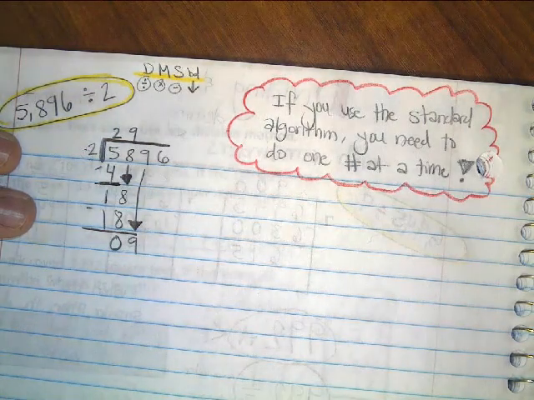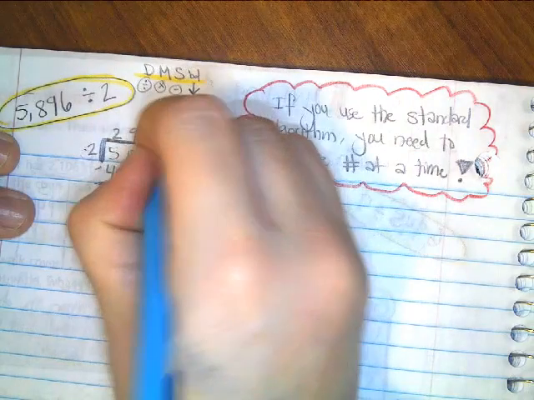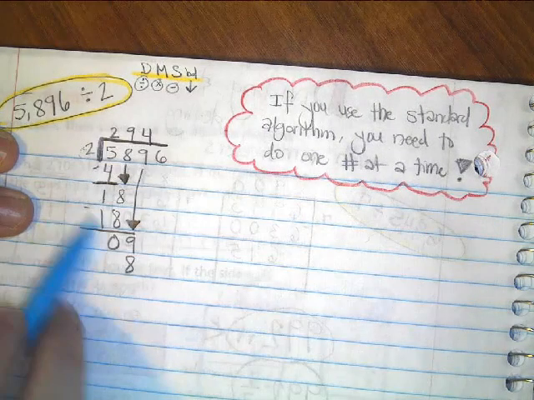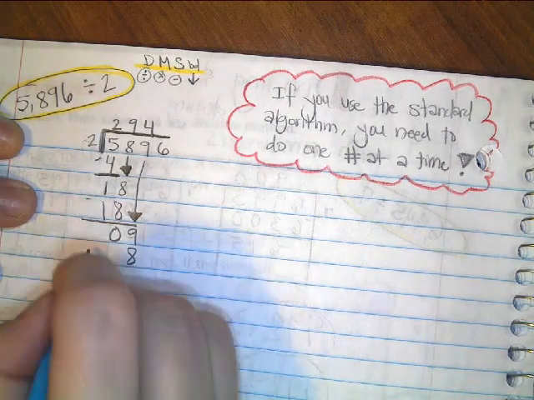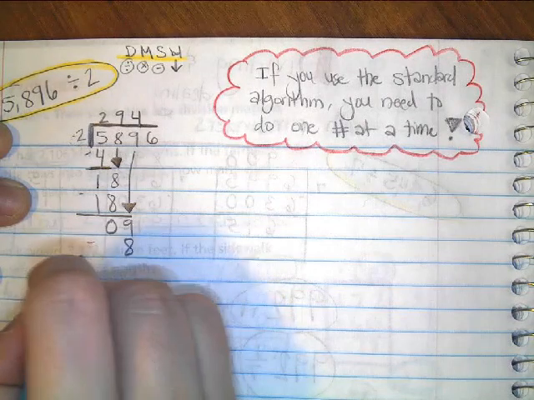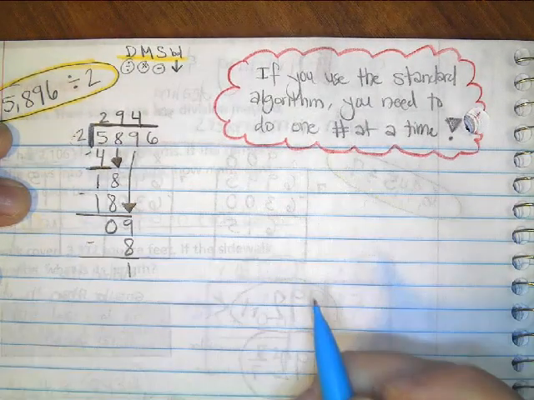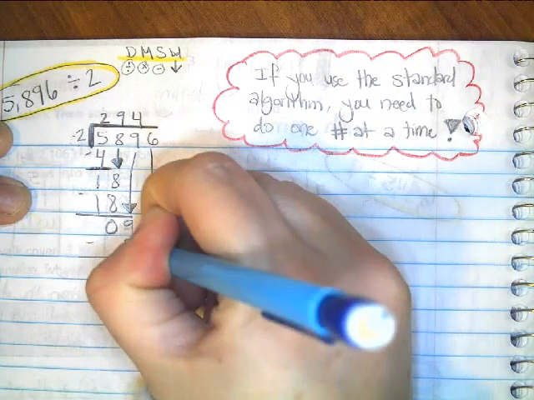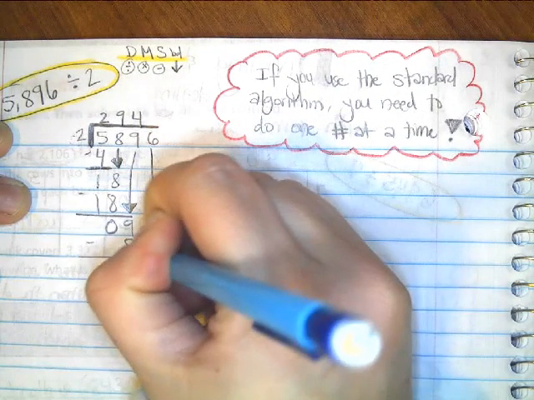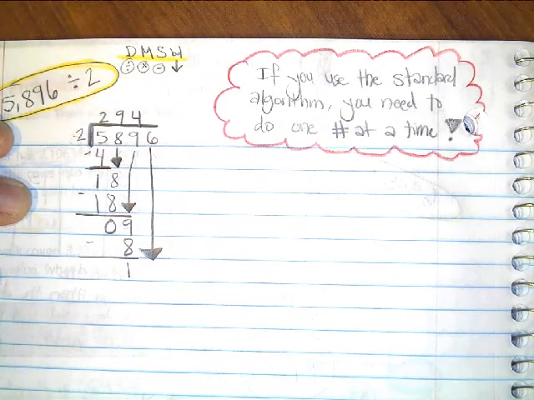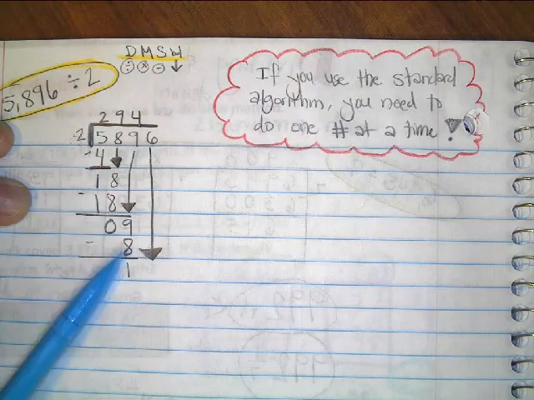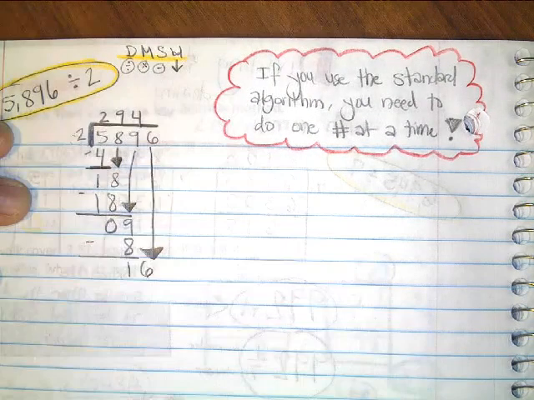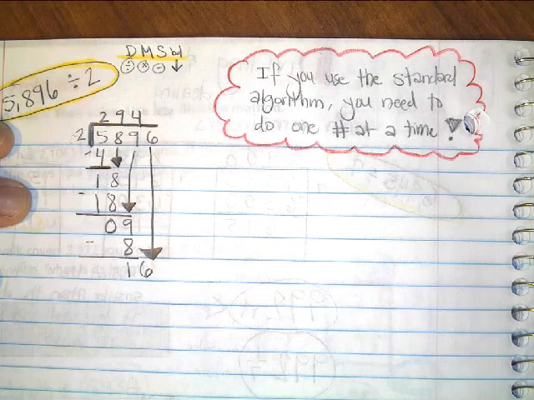And it's a 9. 2, I start over. 2 goes into 9 4 times. So the 4 gets written on the quotient line in the next place. And 2 times 4 is 8. So I'm always bringing it down to subtract. 9 minus 8 is 1. And that would be my remainder, except I still have another number to bring down. So I bring down the 6.